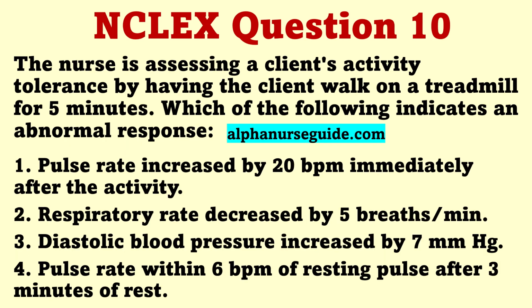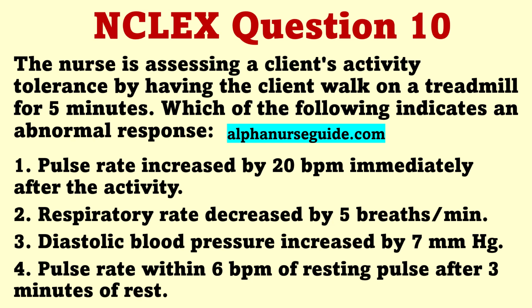The nurse is assessing a client's activity tolerance by having the client walk on a treadmill for 5 minutes. Which of the following indicates an abnormal response? 1. Pulse rate increased by 20 beats per minute immediately after the activity. 2. Respiratory rate decreased by 5 breaths per minute. 3. Diastolic blood pressure increased by 7. 4. Pulse rate within 6 beats per minute of resting pulse after 3 minutes of rest.